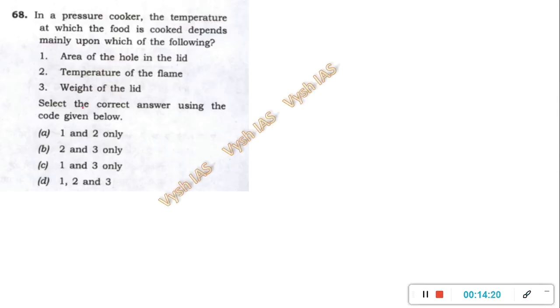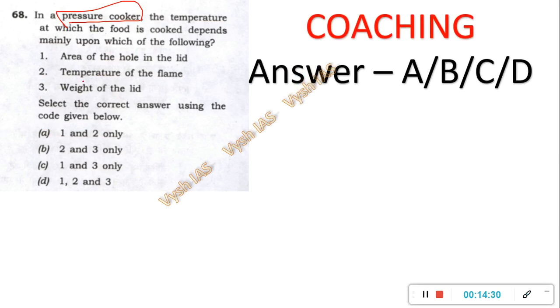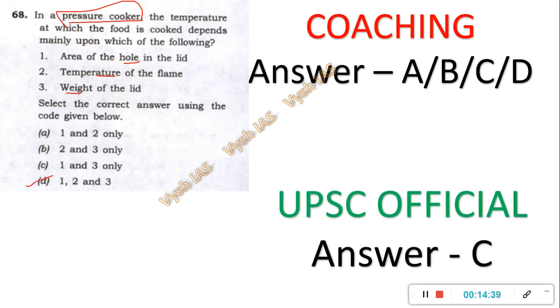Okay, so science usually nobody makes mistakes, even coaching institutes, but this time because of very complicated questions, especially the pressure cooker kind of question, many answer keys came, everything A, B, C, D. One said the whole cannot be there, some said temperature doesn't matter, some said weight, some said everything is correct. But when the answer key came, it is actually C, meaning it is 1 and 3 only. That means 2 is the one you have to eliminate, that is temperature of the flame.